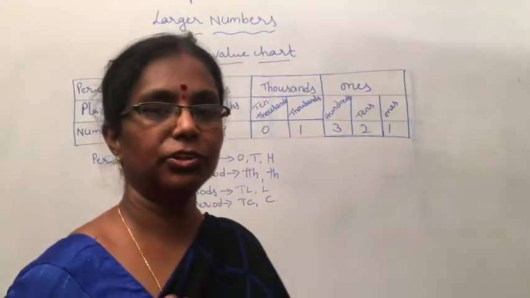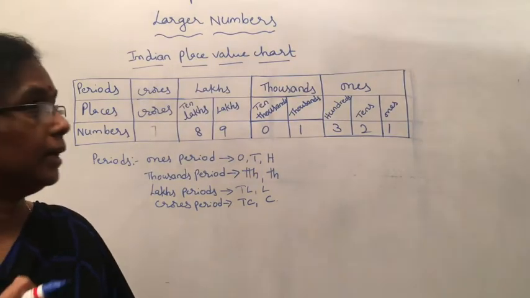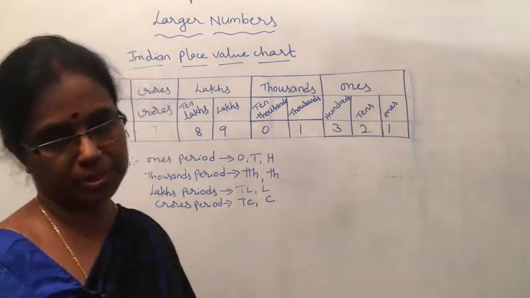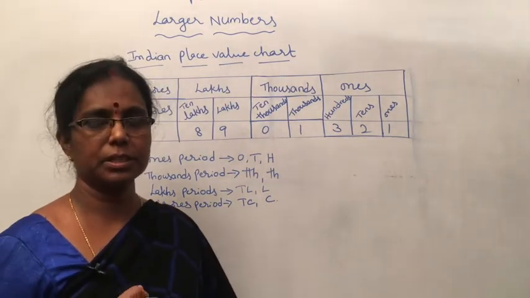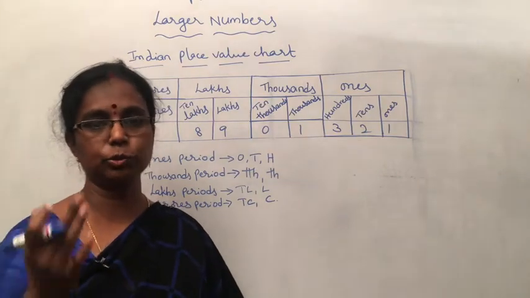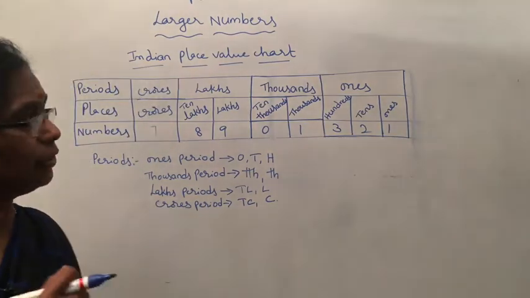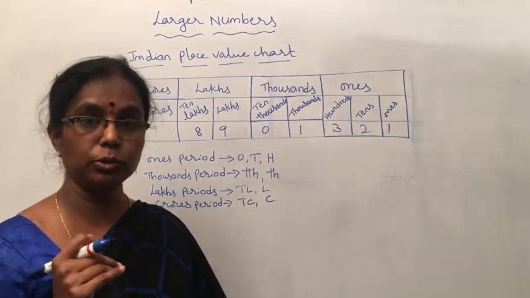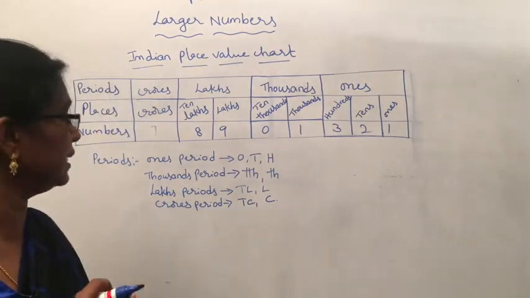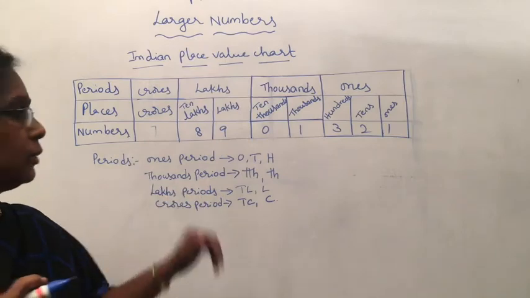Hi children, today we are going to learn the first chapter, larger numbers. In the previous classes you learnt up to thousands and lakhs. But in this chapter we have to learn up to 9 places. What are those? Up to crores and 10 crores.